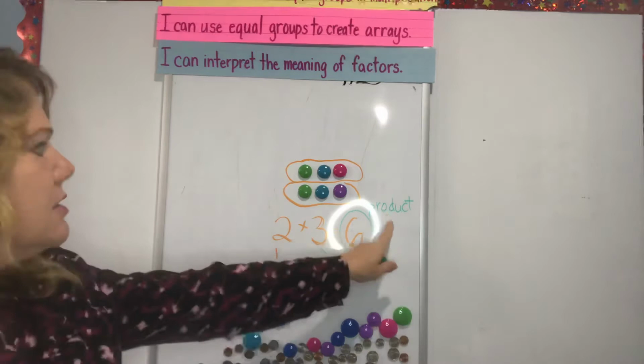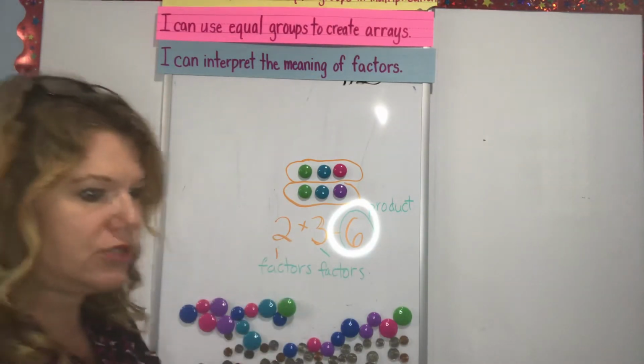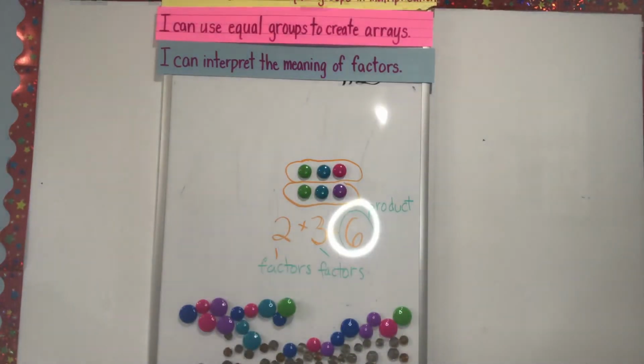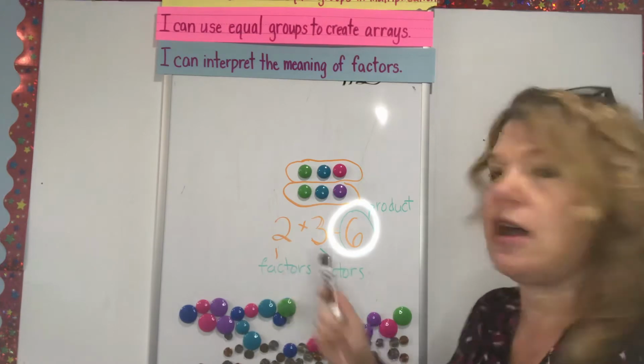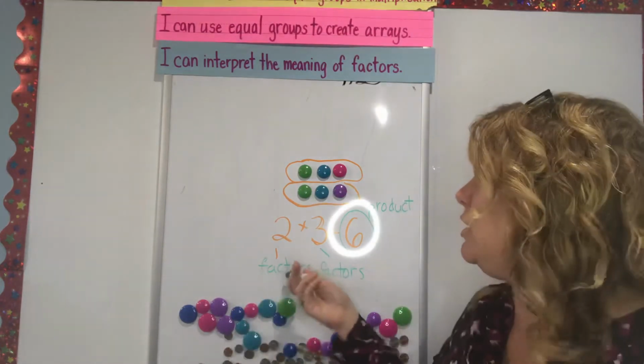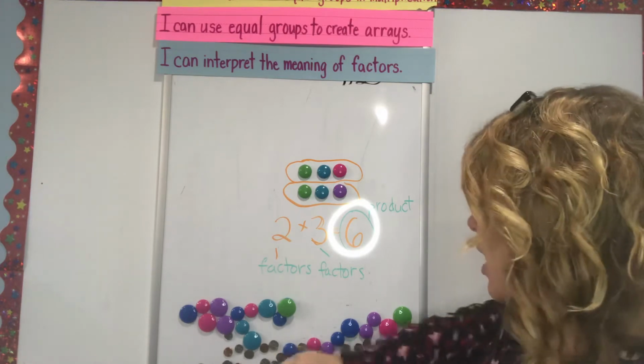So the product is just the answer in multiplication, and the factors are the numbers that we're going to be multiplying. Now, what we're learning today is just the meaning of the word factors. So you already know factors are the numbers we're multiplying. So let's try another one.